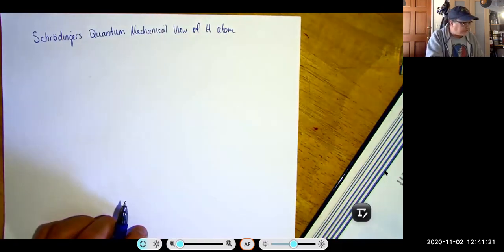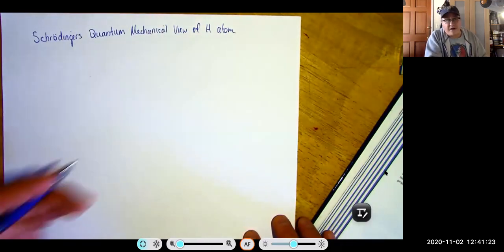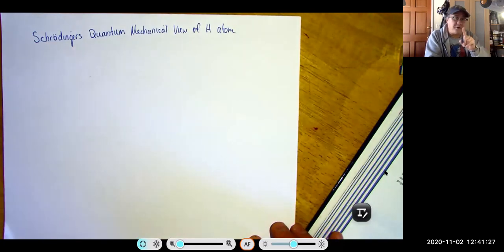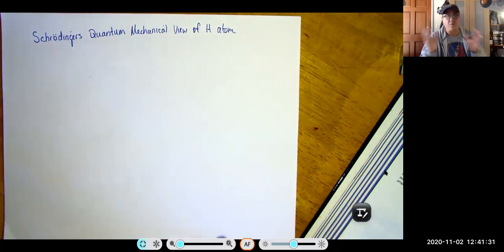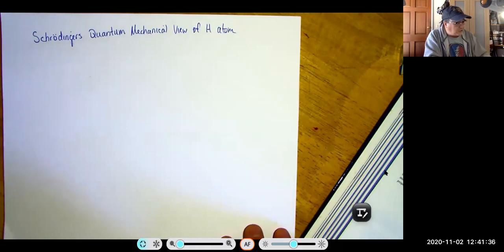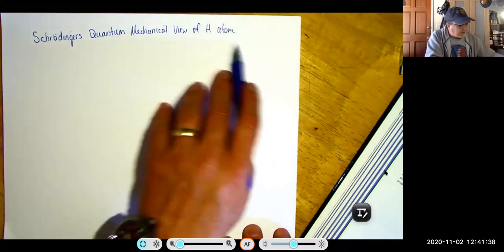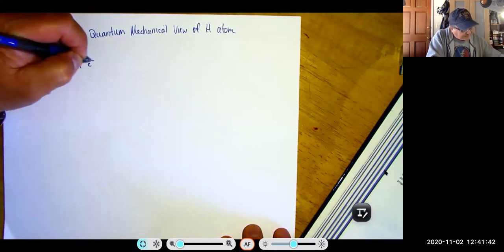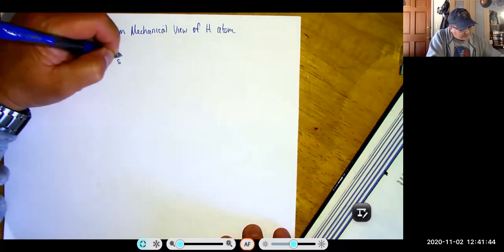And a really good question is, why do we keep seeing a model of the hydrogen atom? And the answer is because it's the simplest atom. One proton, one electron. You don't need to worry about what one electron does to another electron, or what one proton does to another proton. So Schrodinger's quantum mechanical view of the hydrogen atom is you treat the electrons as standing waves.